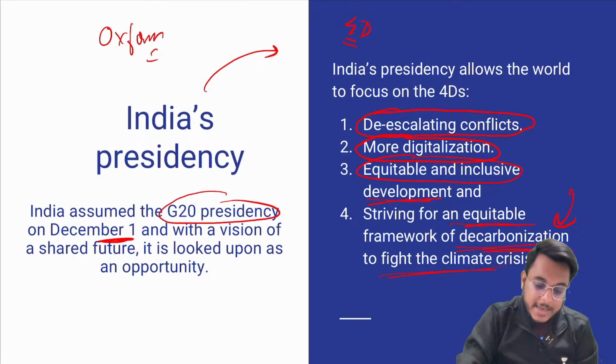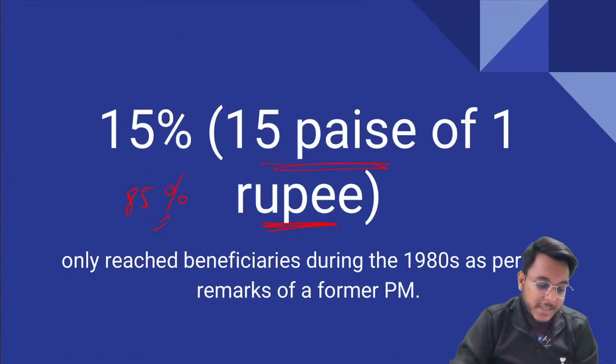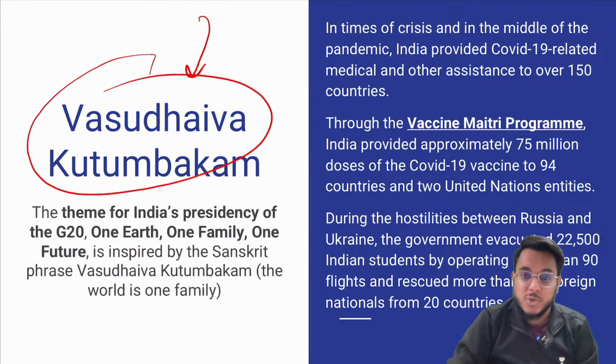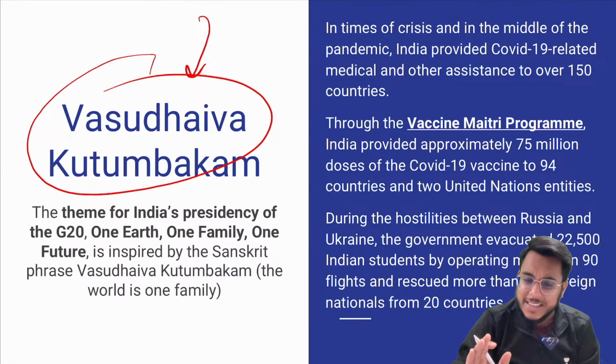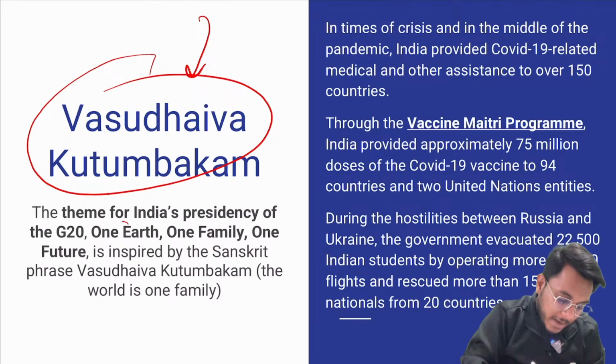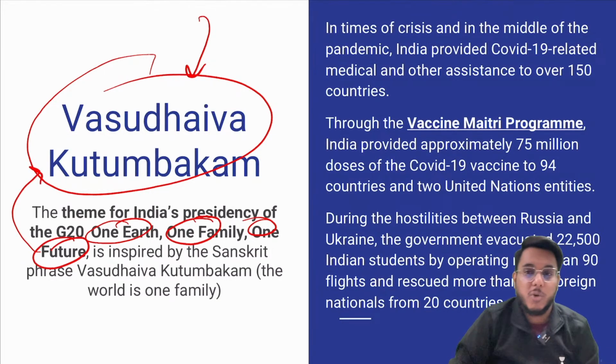So we have seen de-escalation was a theme, digitalization was a theme, equitable and inclusive development was a theme. When we talk about inclusive development, we have the idea of Vasudhaiva Kutumbakam. Vasudhaiva Kutumbakam means that the world is one family, and this is exactly the tagline that we have taken for the G20 2023 presidency. The theme for the 2023 presidency for the G20 is One Earth, One Family, One Future, and it is inspired from Vasudhaiva Kutumbakam.